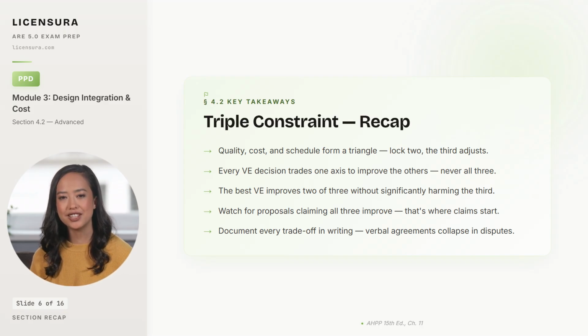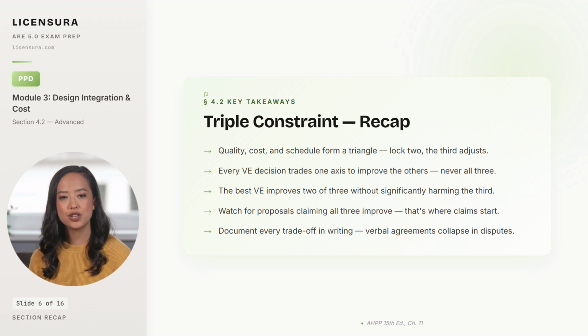Every legitimate VE decision trades one axis to improve the others, and the exam rewards candidates who can identify which axis is being traded in a given proposal. The best VE improves 2 of 3 constraints without significantly harming the third, and that pattern is what the exam asks you to recognize. Watch for proposals that claim all 3 constraints improve simultaneously. That is where lawsuits start, because the unstated trade-off lands in operations after the architect's involvement has ended.